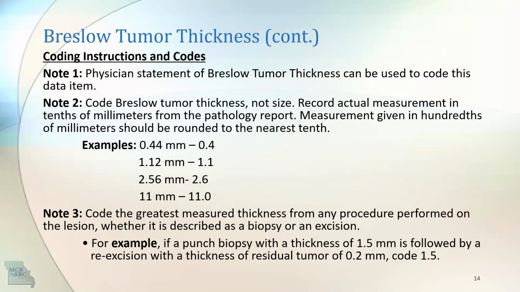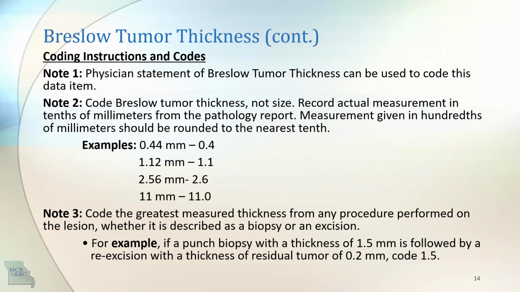Some more coding instructions and codes for Breslow tumor thickness. Note 1: physician statement of Breslow tumor thickness can be used to code this data item. Note 2: code Breslow tumor thickness, not size. Record the actual measurement in tenths of millimeters from the pathology report. Measurements given in hundredths of millimeters should be rounded to the nearest tenth.